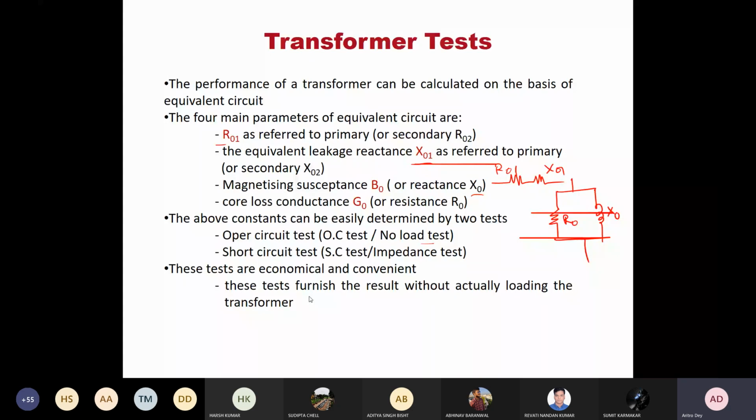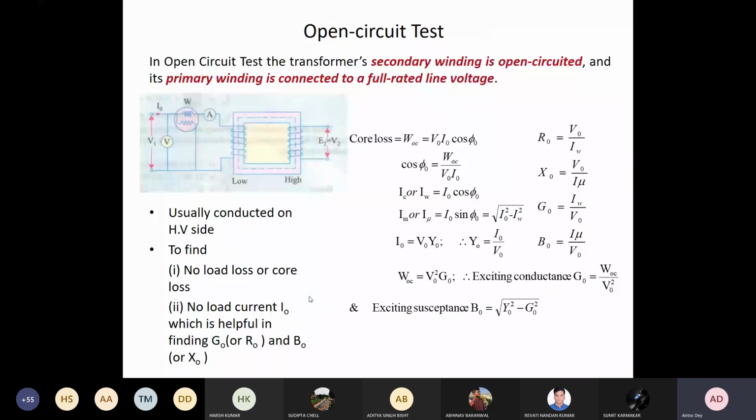So if we can do that, then we don't have to load the transformer with the actual load. We can apply a very small voltage, and with the help of that we can get the values. So how? Let us see it.